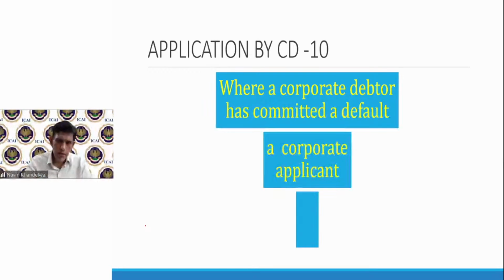So application by a corporate debtor. Now you would wonder why a company which has committed a default would go into insolvency. So the provisions, the law has given that facility to a company where they have committed a default and they themselves go and say that I have committed a default, now please admit me in insolvency. So that is allowed under section 10. So 7, 9, 10. 7 by FC, 9 by OC, 10 by the CD itself.